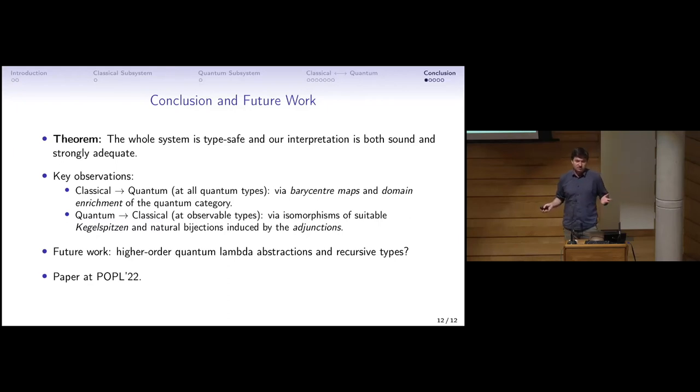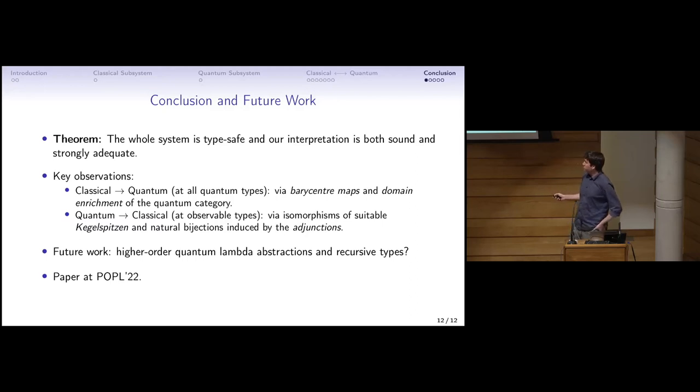So it's nice. You're not going to get stuck. Things make sense. You're not going to run into bugs if it type checks. And our denotational interpretation is sound and strongly adequate. I already explained what strong adequacy and soundness mean before. So this is a nice thing to have if you wish to talk about program logics and reason about your system and so on. I'm not going to talk about this because I'm out of time.